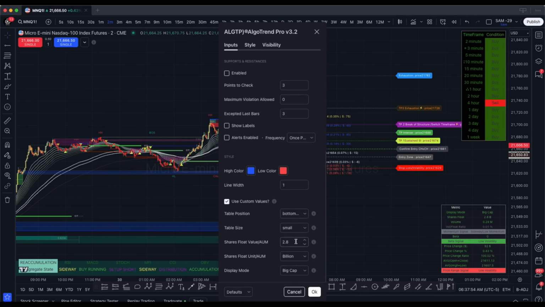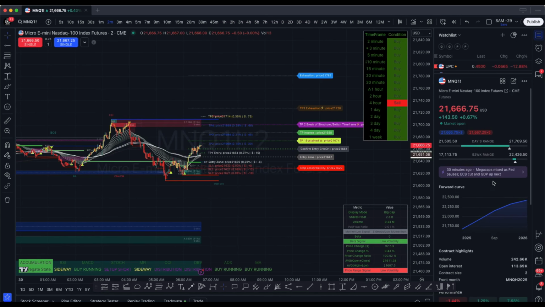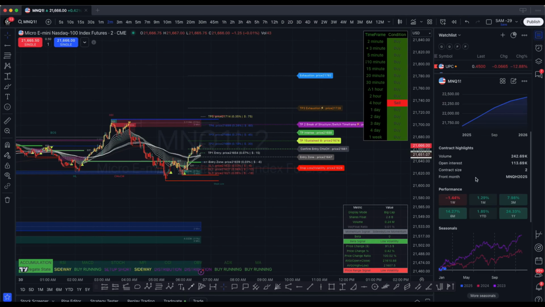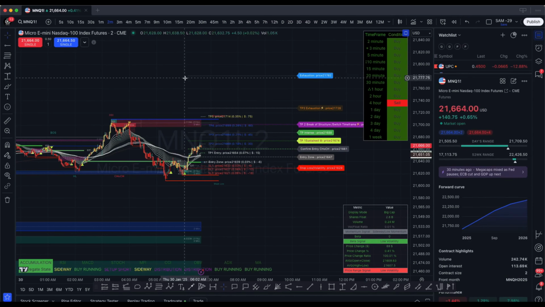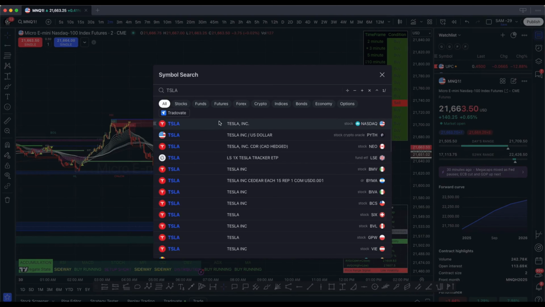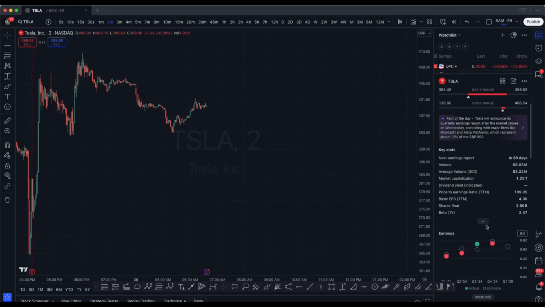You only change this part if you are trading big cap, then you set up big cap. If you are trading penny stock or small cap, then you only change this part. You need to go to the key stake. We go to the key stake section. Okay. For example, if I'm tracing Tesla, when I trace Tesla, I go to the key stake section.